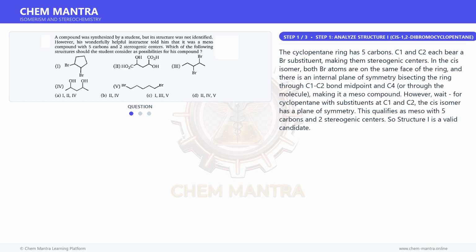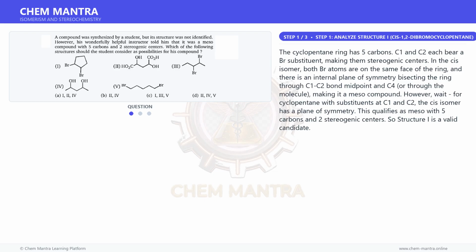C1 and C2 each bear a Br substituent, making them stereogenic centers. In the cis isomer, both Br atoms are on the same face of the ring, and there is an internal plane of symmetry bisecting the ring through the C1-C2 bond midpoint and C4, making it a meso compound. However, wait, for cyclopentane with substituents at C1 and C2.